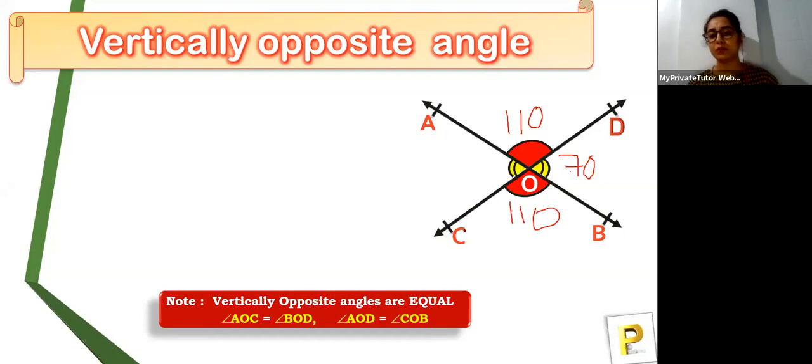So what will be AOC in this case? What will be the measurement of AOC? 70 degree, correct. Okay. So AOC will be 70 degree because vertically opposite angles have equal measurement. Okay.